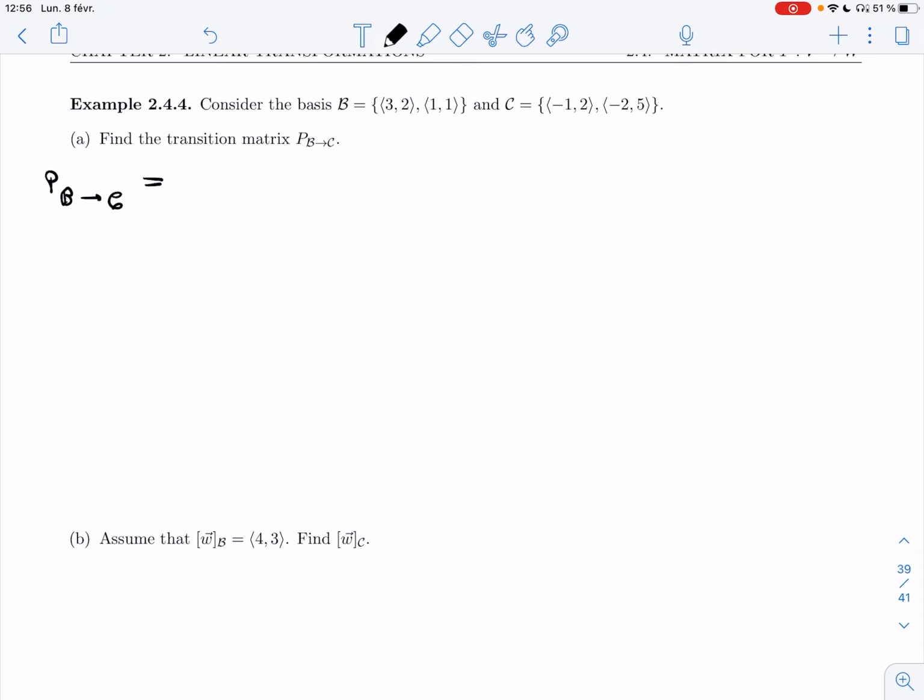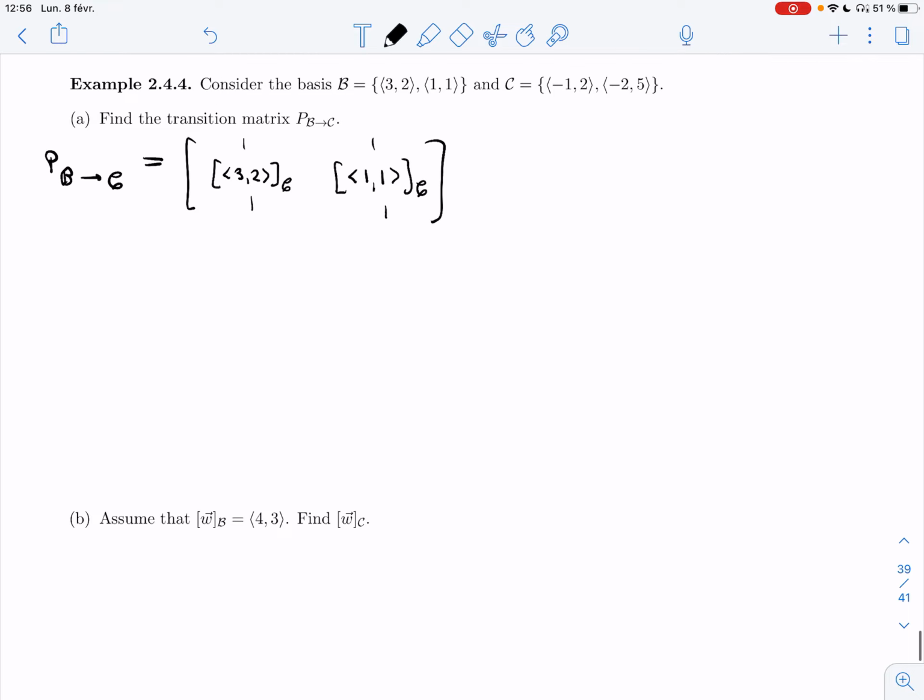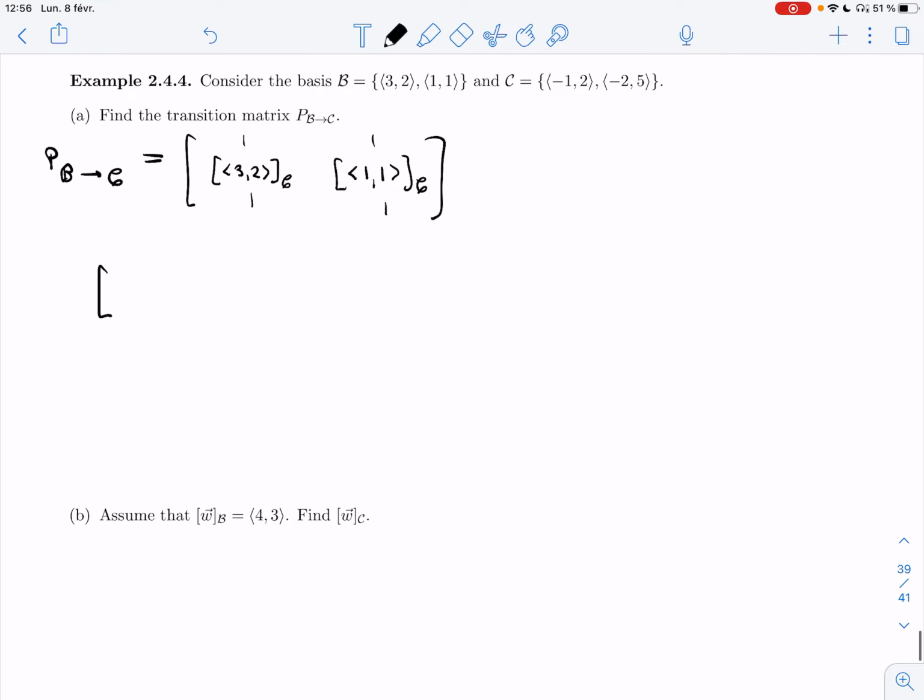All right, so according to what we just learned, I need to take each of the elements of my original basis and write them in terms of the new one. So I'm going to have to write (3, 2) in terms of C, and I'm going to have to write (1, 1) in terms of C. Let me do it just below.